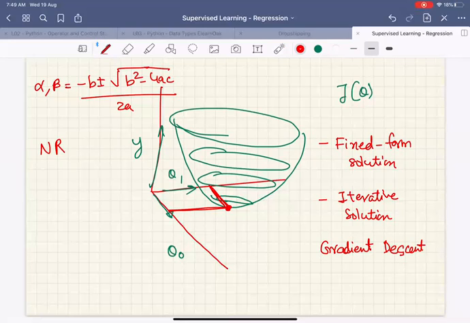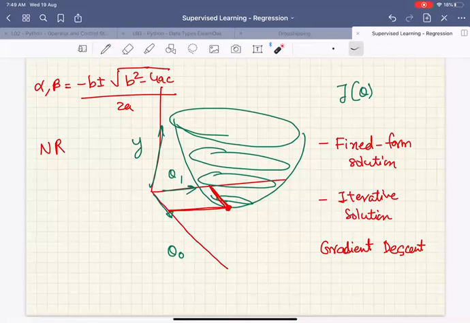Okay, and that gives us iterative methods to solve it. Okay? So that is one reason to go for iterative methods. That is when the problem is so complicated that we don't have an equation that can give us the answer. In those cases, if we use an iterative method, we can find the solution.